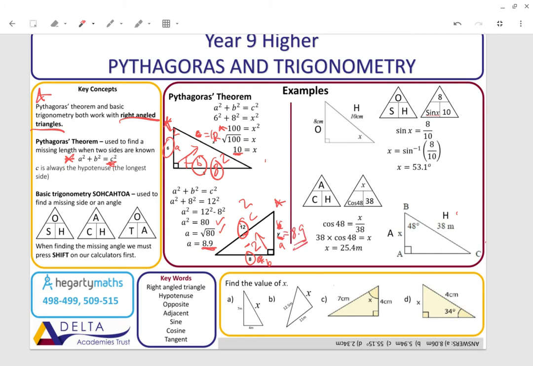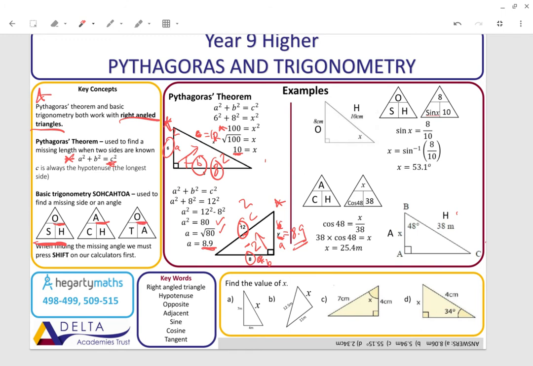Okay. Now moving on to trigonometry, SOHCAHTOA is used to find a missing side or an angle. Now the reason we use SOHCAHTOA is to remember which formula to use. So SOH is sine theta equals opposite over hypotenuse. CAH is cos theta equals adjacent over hypotenuse, and TOA is tan theta equals opposite over adjacent.